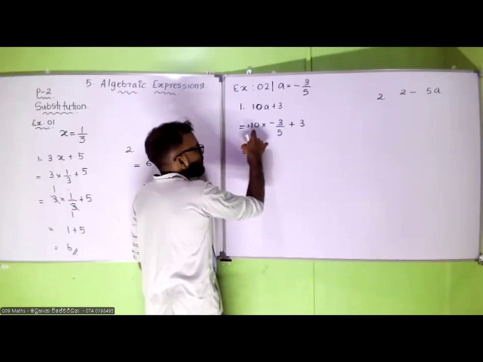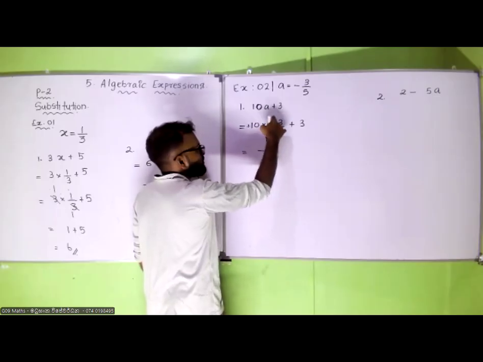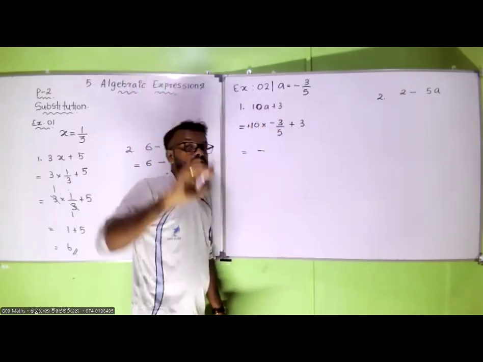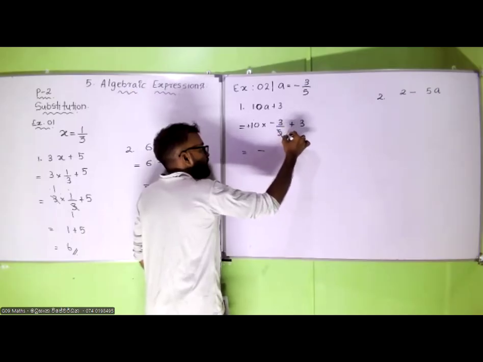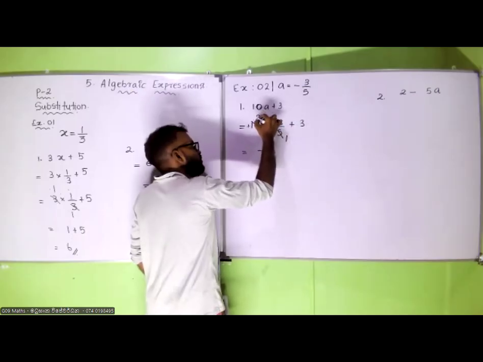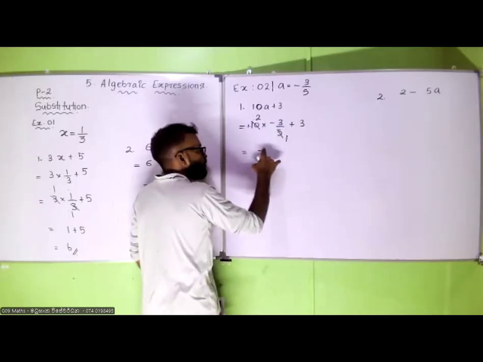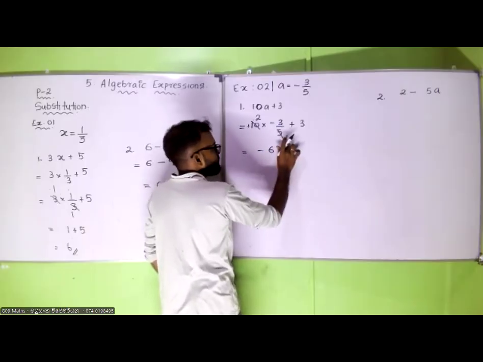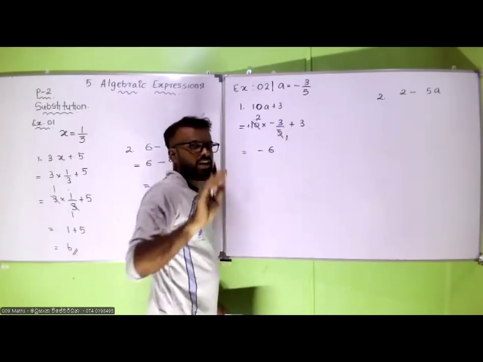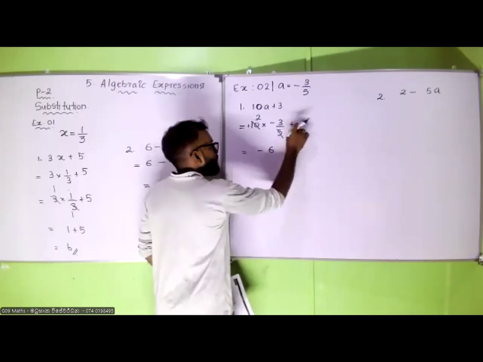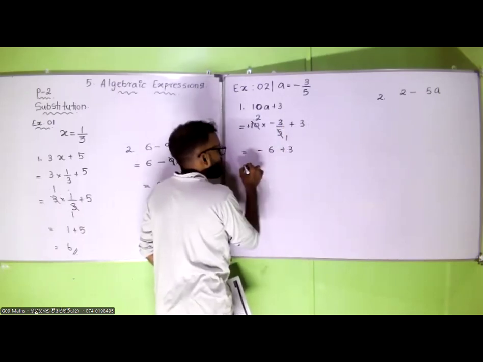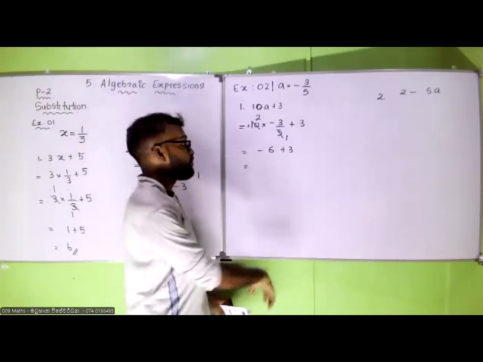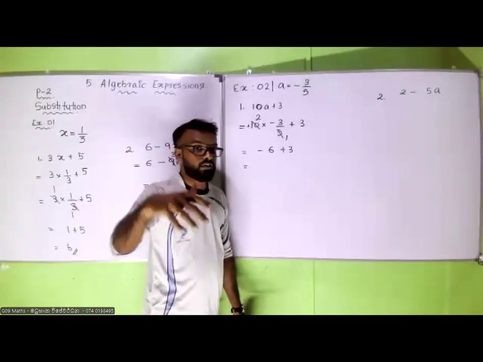Then here you have 10 times 3. You can simplify the numerator and the denominator first. 5 times 1, 5 times 2. Positive into negative, negative. 2 times 3, 6. Then denominator is 1. That's okay. Plus 3. Are they in the same boat or different boats? Different boats. -6 and +3. Different signs.